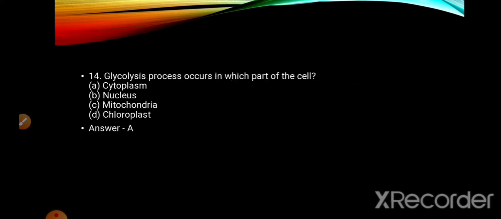Okay, next is, glycolysis process occurs in which part of the cell? So the glycolysis occurs in the cytoplasm. Recall that glycolysis occurs in the cytoplasm.